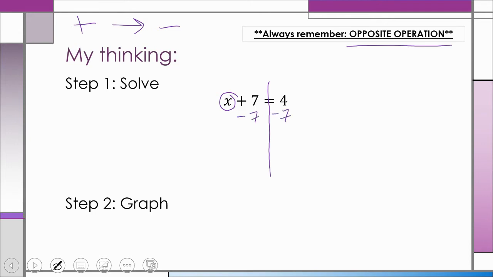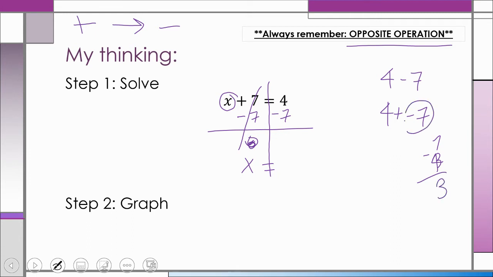Some of you guys have heard that as additive inverse. What do we add to positive 7 to get to 0? Well, we add negative 7, right? So those cancel out. I'm left with x equals, and then we have 4 minus 7, which we need to add the opposite, right? So 4 plus negative 7 are two different signs, so we subtract. 7 minus 4 is 3. Since 7 is the larger one, our answer is going to be negative 3. Okay, so that's my solution.